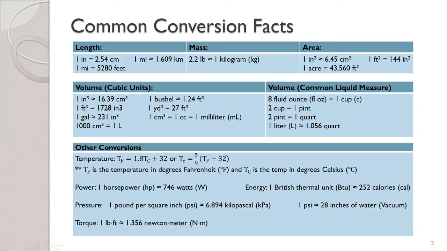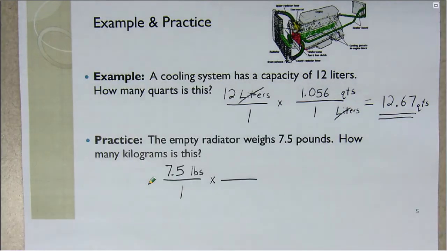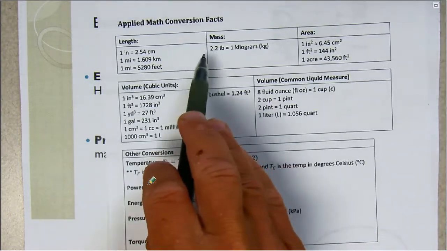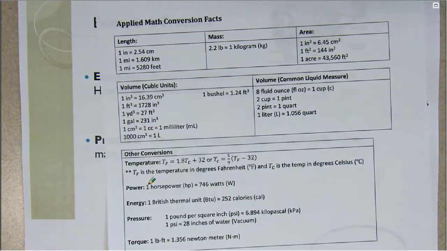If we take a look at our conversion facts, or if you've printed off the conversion sheet from Blackboard, you can see that under mass, 2.2 pounds is about the same as 1 kilogram. That's the conversion fact that we want. And in fact, if you've printed off your conversion sheet, it's right there on your conversion sheet as well. 2.2 pounds is about 1 kilogram.